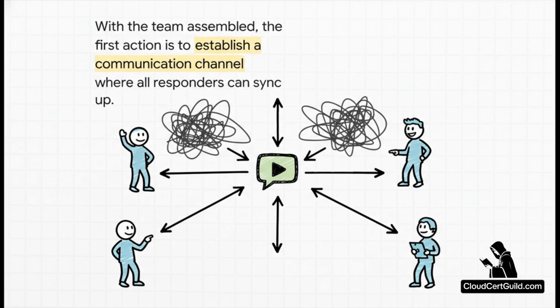So, the team's in place, roles are assigned. What is the very next thing you do? You have to set up a single channel for communication. Honestly, it doesn't matter if it's a Slack channel, a Zoom call, whatever. What matters is that there's one place, and only one place, where everyone is talking about the incident. It cuts out all the noise and confusion.